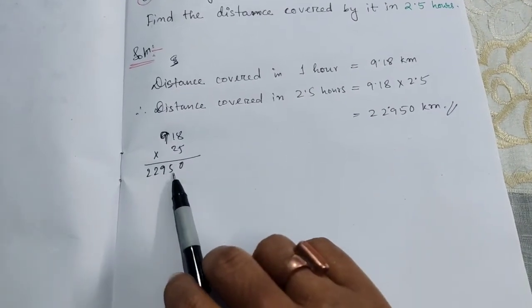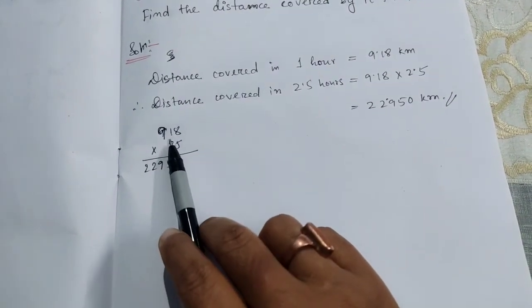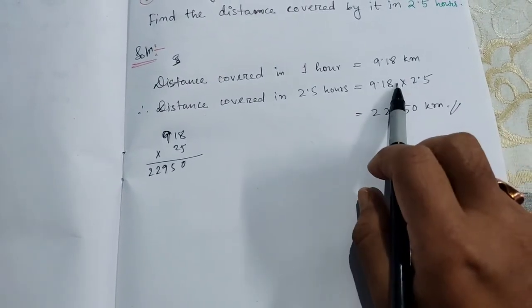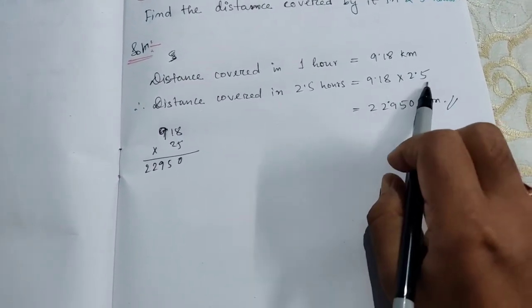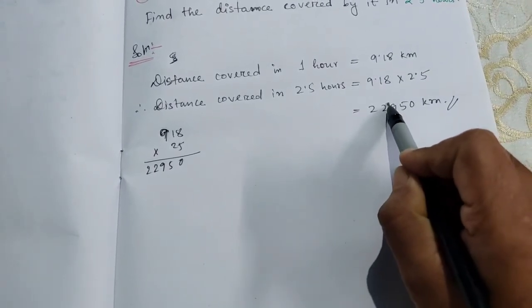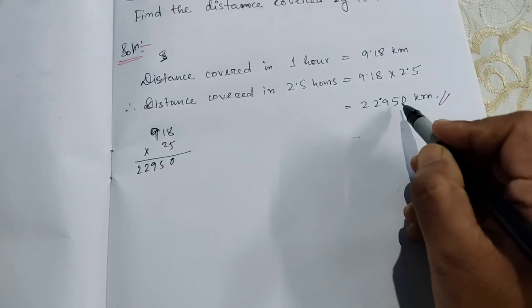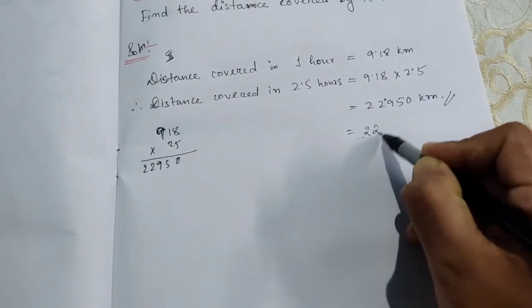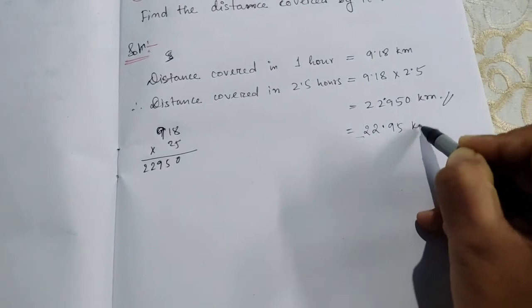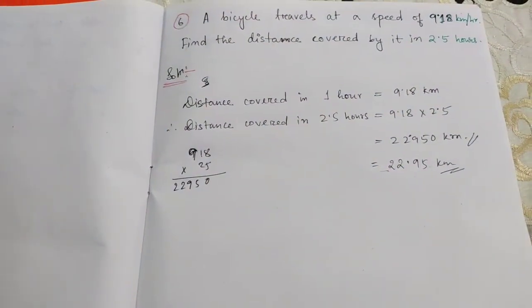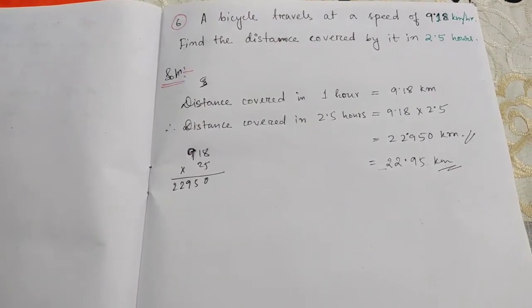You can do it in 1 line or 2 lines. So do the multiplication. After that you can see the decimal point is before 3 numbers, 1, 2, 3. So you will put the decimal before 3 numbers. Here I am putting the decimal. You can remove this 0 also. You can write simply 22.95 km. So like this you will have to do the solution.